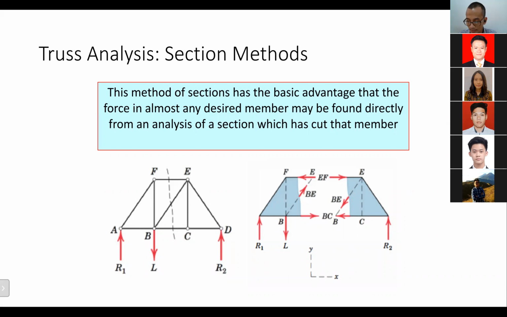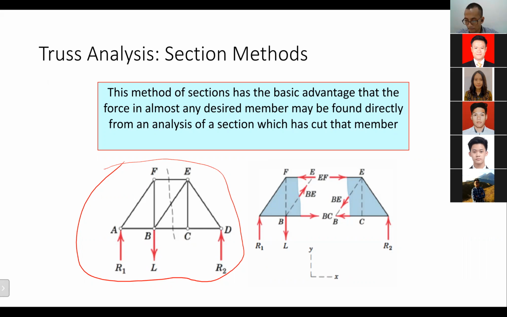But of course, in the section method, before you do the cutting, you have to remember to find out the external forces that we need to use. After you find out the external forces due to the roller or due to the pin, like that, and due to the other external forces, then you can do the cutting.